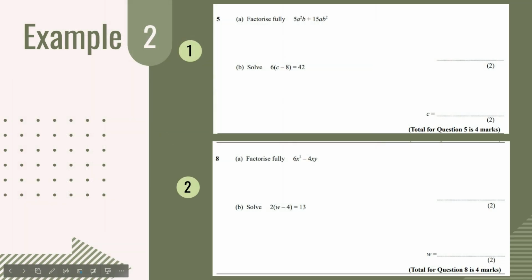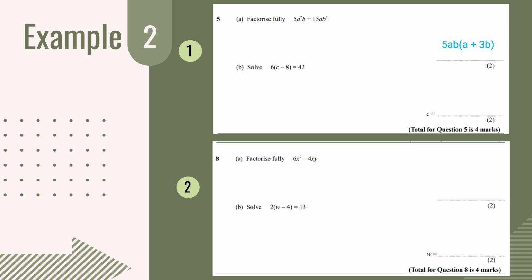Here are some more exam questions to have a go at. Have a go, pause the video, and unpause. So, the first question says in part A, fully factorise 5a squared b plus 15ab squared. As we can see, the highest common factor here is 5ab. And if we times 5ab by a, we get our first term, and if we times it by 3b, we get our second term. So our final answer would be 5ab bracket a plus 3b.